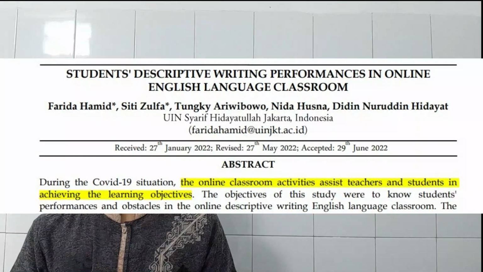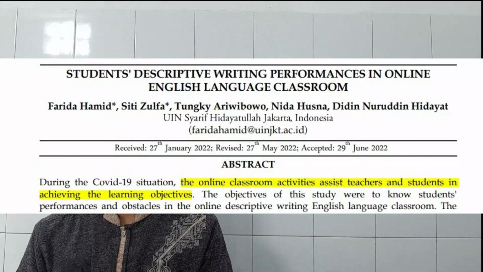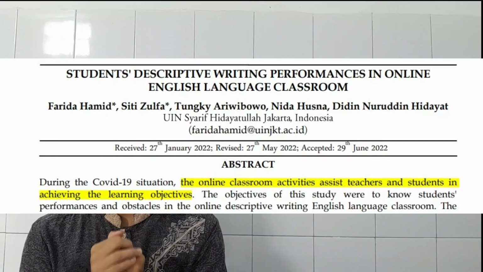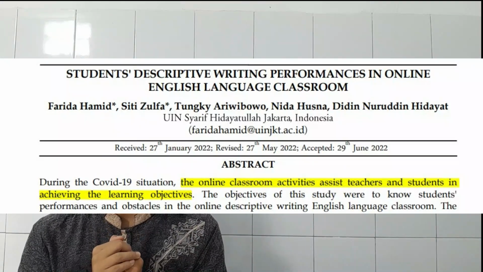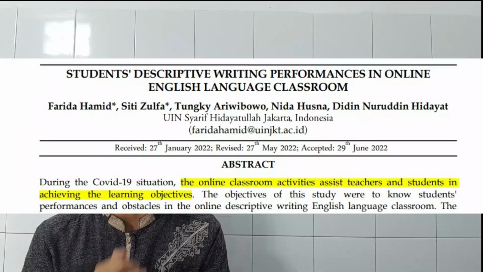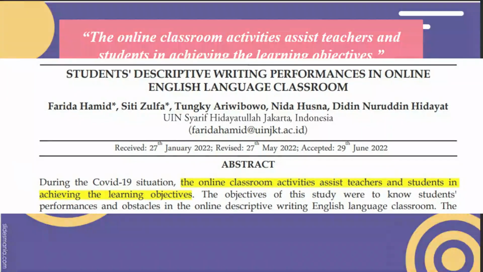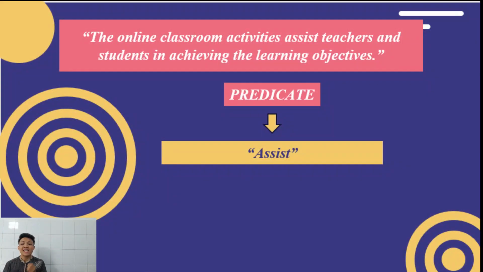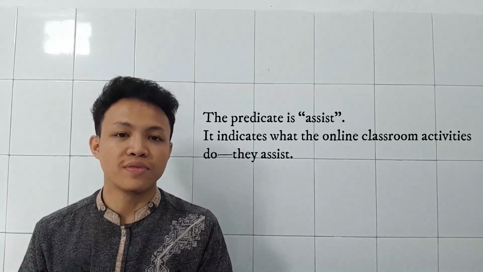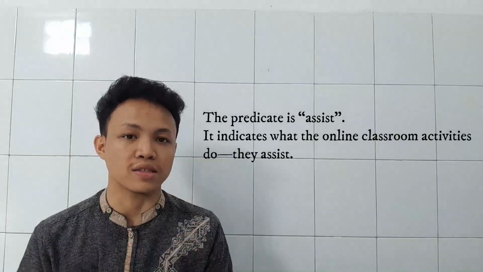For example, on the same sentence from this journal article, the online classroom activities assist teachers and students in achieving the learning objectives. The predicate is assist. It indicates what the online classroom activities do. They assist.